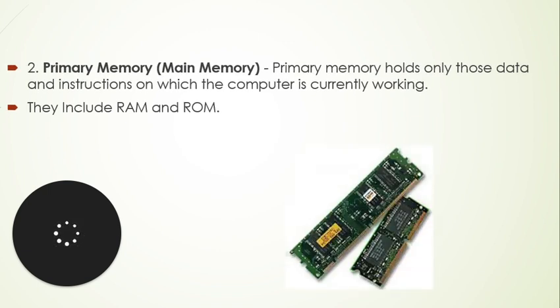The image there is an example of a RAM, that's random access memory. Remember, there are two types of primary memory: the random access memory and the read-only memory. But the image there is for the random access memory.